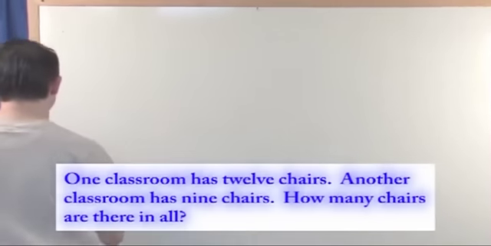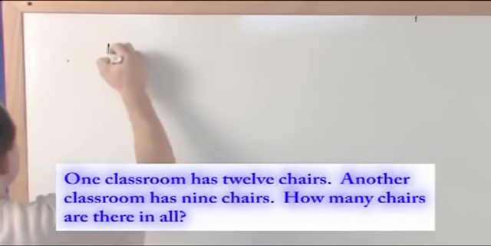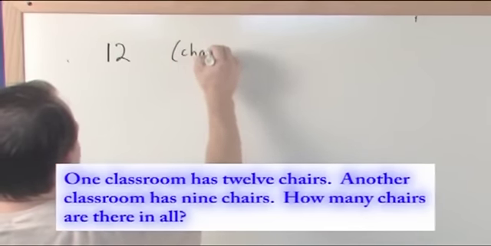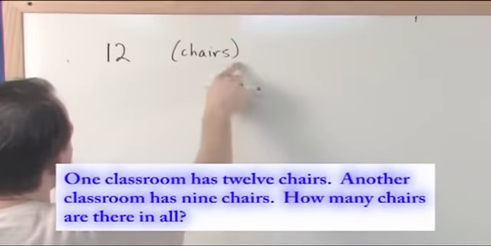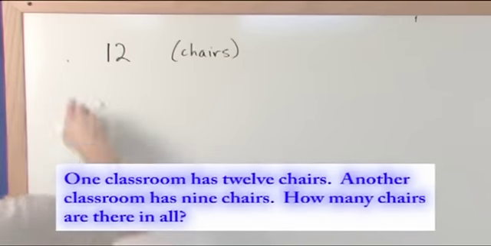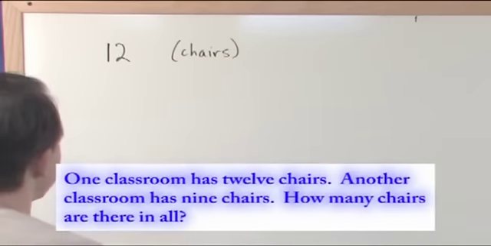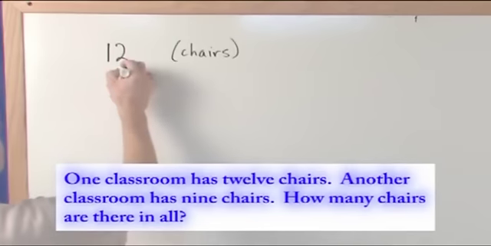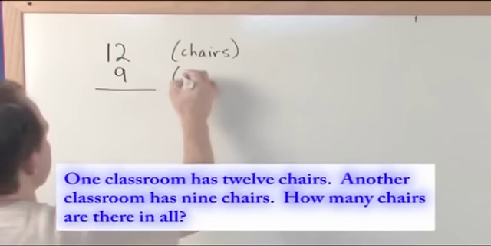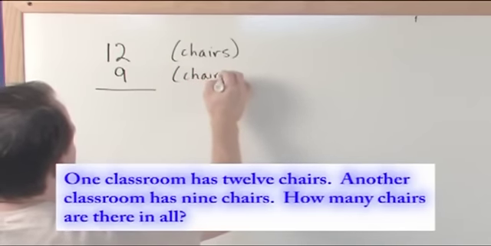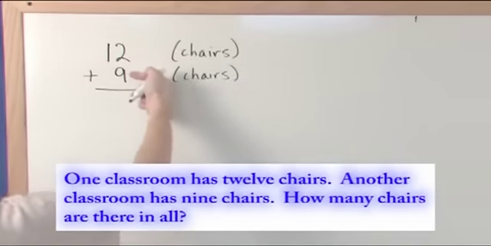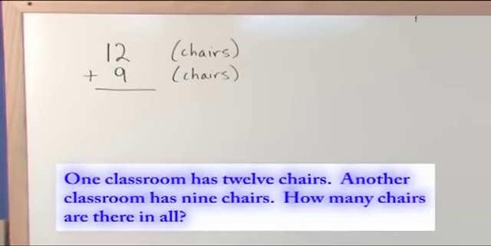So let's do that. One classroom has 12, and 12 what? We have 12 chairs. I want you to get in the habit of putting whatever it is you're adding or subtracting or multiplying together here so that you'll always remember what you're doing. You have 12 chairs there, and another classroom has 9 chairs. Okay? And you're going to add these together because this is one classroom's chairs and this is another classroom's chairs, and we want to find out how many there are all together. 12 chairs, 9 chairs, and we're adding them.